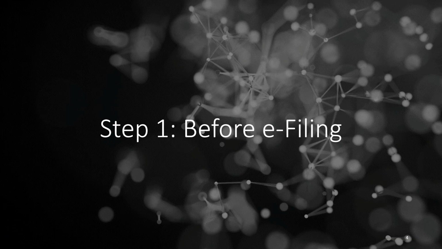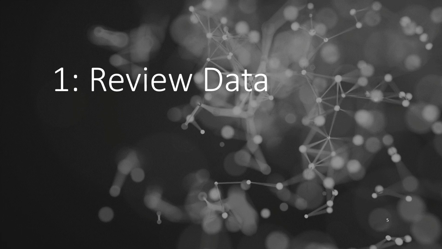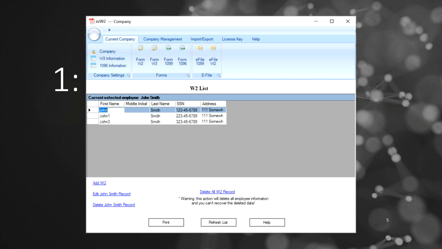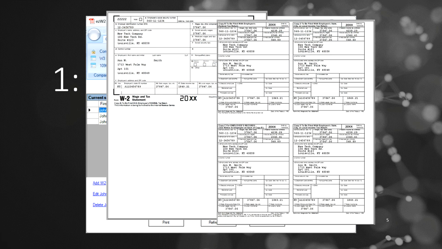Step 1. Before you submit anything, take a moment to double-check your W2 and W3 forms for accuracy. Make sure all key information such as employee names, SSNs, company name, and EIN is accurate. We recommend printing a few forms to catch any recurring data issues early.